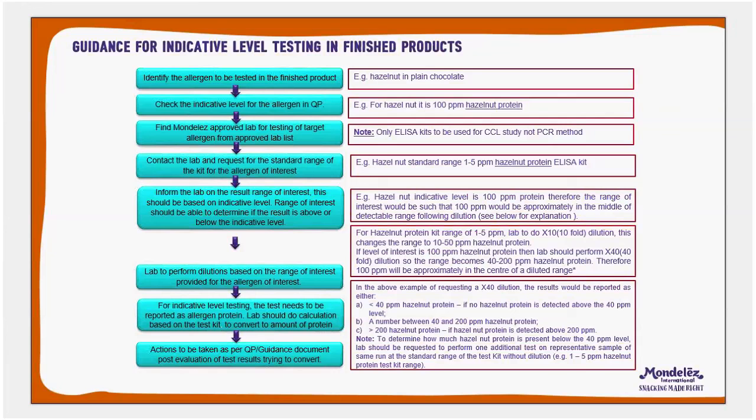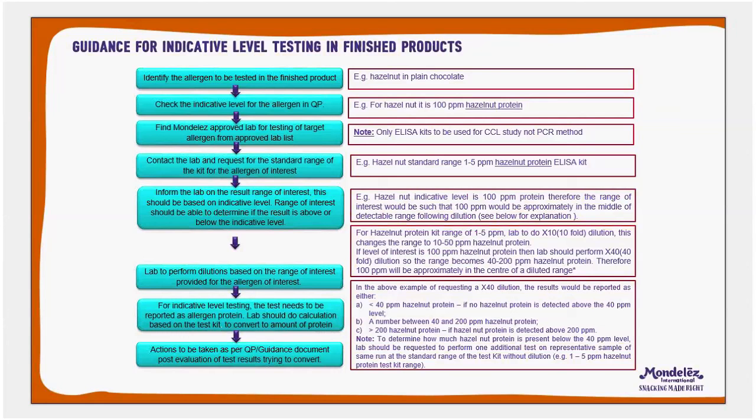So imagine we go through this exercise and the approved lab comes back and says, yes, we have a hazelnut ELISA testing kit, and our standard range is 1 to 5 ppm of hazelnut protein. The next step here is to inform the lab about the range of interest in terms of the results. And this needs to, of course, be based on the indicative level.